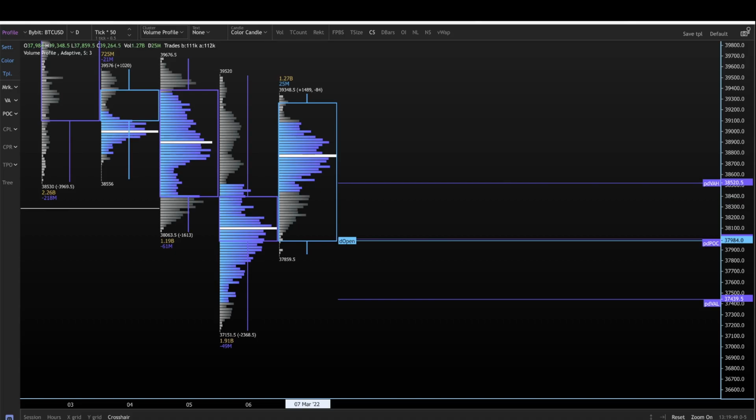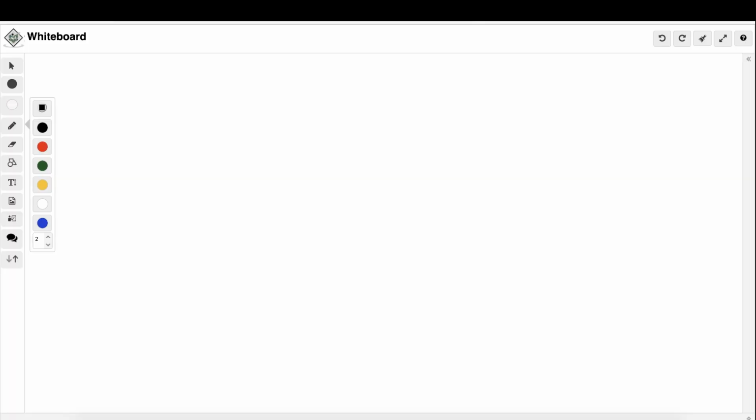And I know it's a little bit strange here because we don't actually have a real example, but I'm going to draw one for you. So let's say that we have our previous day levels over here. Okay, we have our previous day value area high. We have our previous day value area low. We have our previous day point of control right here.